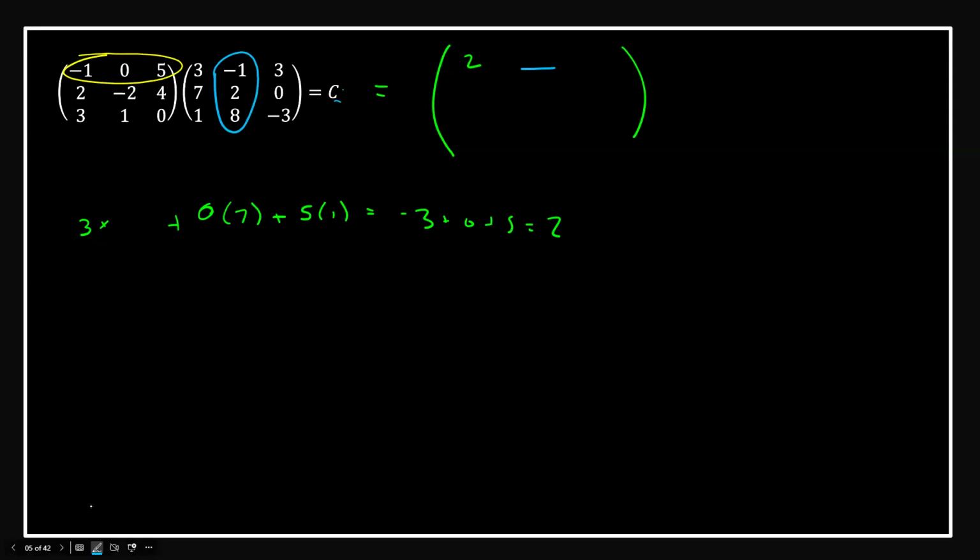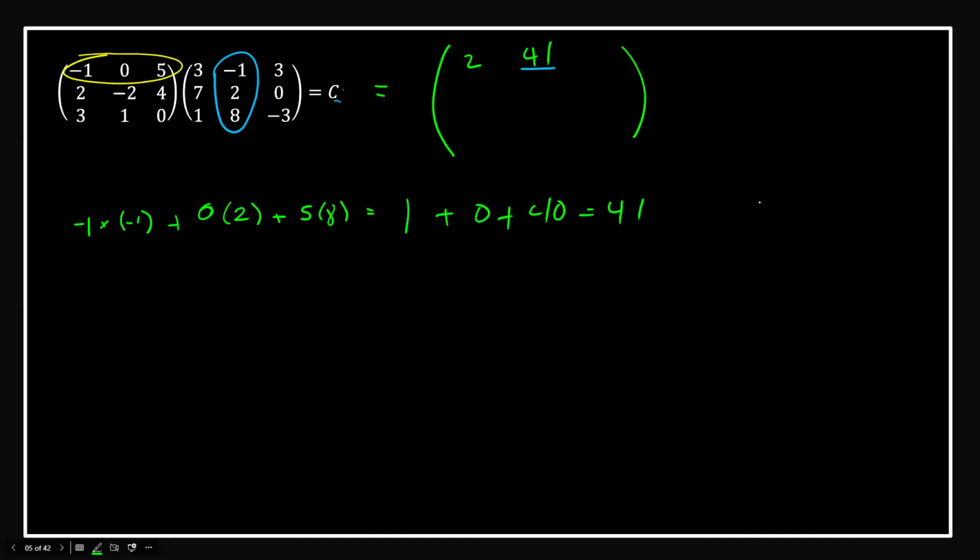We're going to keep the same row elements, but I'm going to change the column elements. So instead of 3, we're going to have -1 times that -1 from this first element, plus 0 times 2 instead of 7, and then you have 5 times the last element here, which is 8. Now we get -1 times -1 is just 1, plus 0 times 2 is 0, plus 5 times 8 is 40, which results in 41. So that second element there is going to be 41.